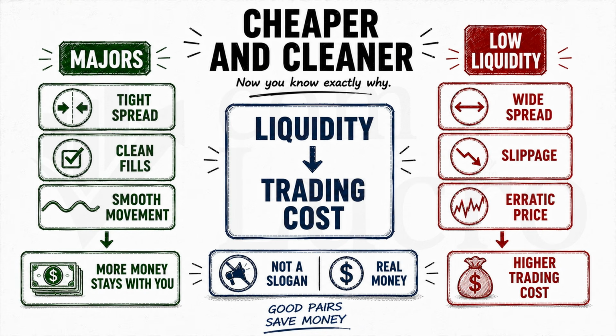So let's bring it home and answer the question we started with. Why do spreads and liquidity actually matter to me? Because the spread is a real cost you pay on every trade you take, win or lose. And liquidity is the force that decides whether that cost is tiny or painful. Trade the deep, liquid majors, and you get tight spreads, clean fills, and a smooth chart. Drift into thin, illiquid pairs, and you'll pay more, slip more, and fight a messier market the entire way. Cheaper and cleaner isn't a slogan. It's real money staying in your account.